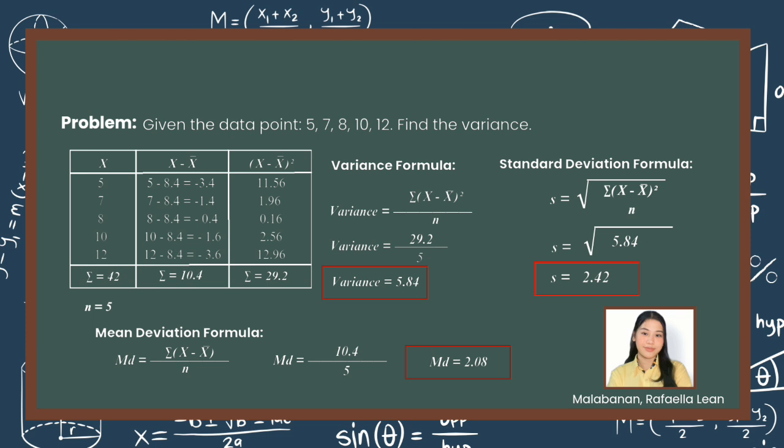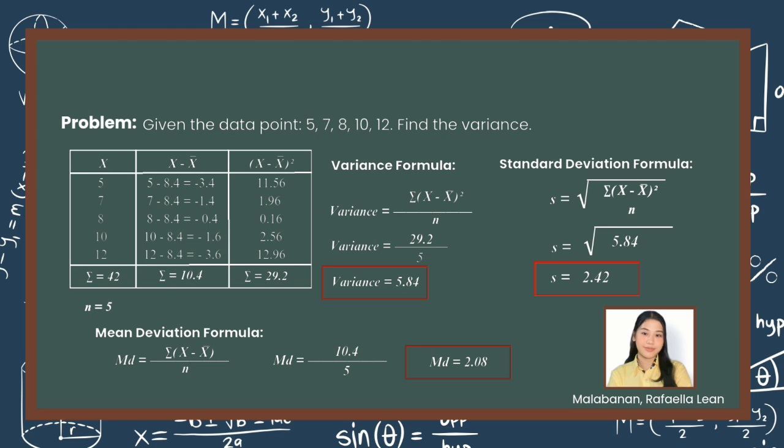5 plus 7 plus 8 plus 10 plus 12 is equal to 42. Now we divide it by the number of data points, which is 5. So 42 divided by 5 is equal to 8.4. So the mean average is 8.4. This is the center value around which we will measure the variability.